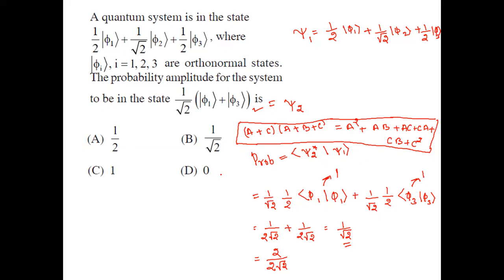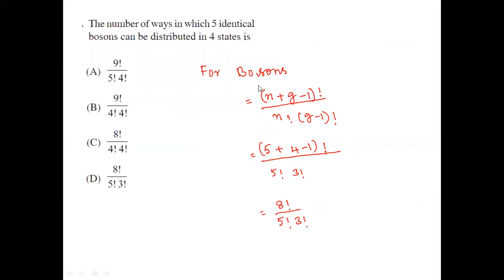It is just multiplying this function with this function and making sure that the cross terms get cancelled, and we are only left with the similar basis functions: phi 1 star phi 1 with these two coefficients plus phi 3 star phi 3 with these two coefficients. Then you simplify, you get the answer.